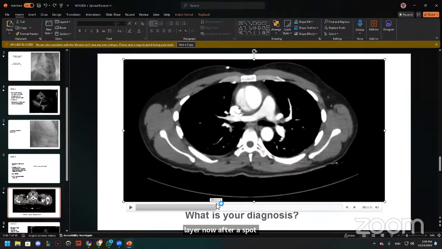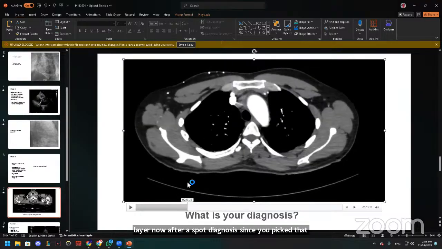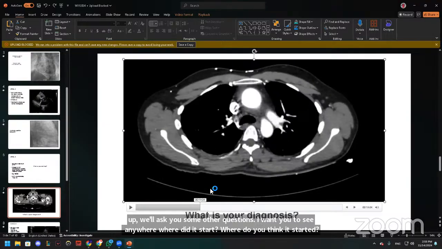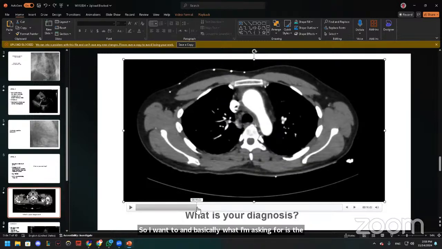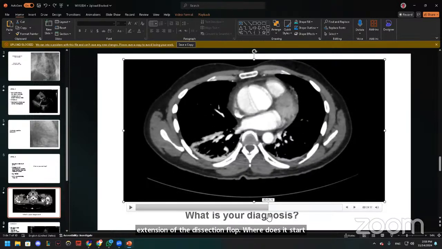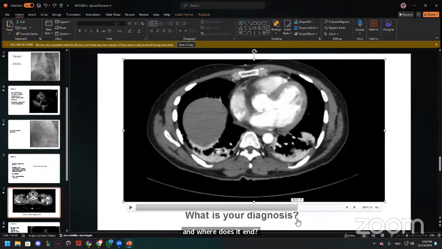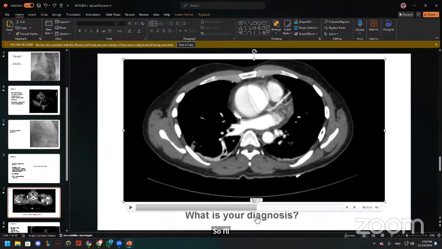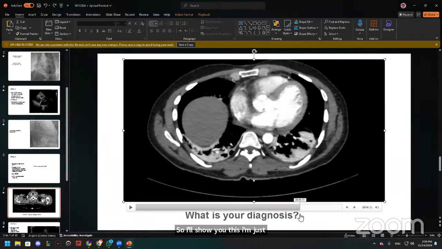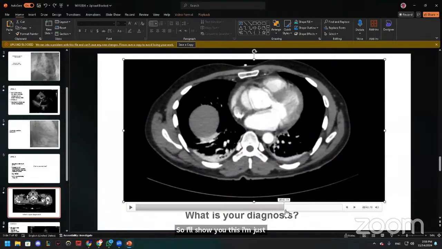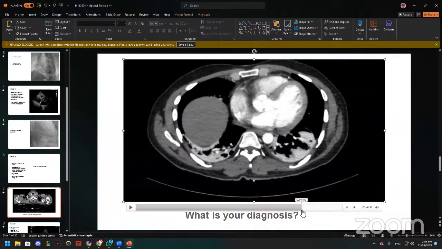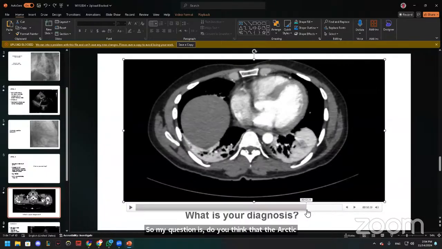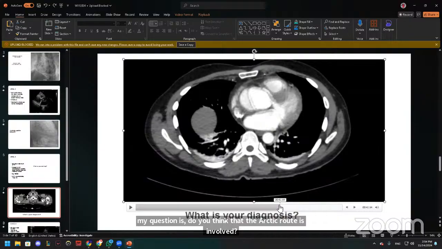I want you to see, where did it start? Where do you think it started? Basically what I'm asking for is the extension of the dissection flap. Where does it start and where does it end? So I'll show you these images. So my question is, do you think that the aortic root is involved? Yeah, I think that. You think it's involved?